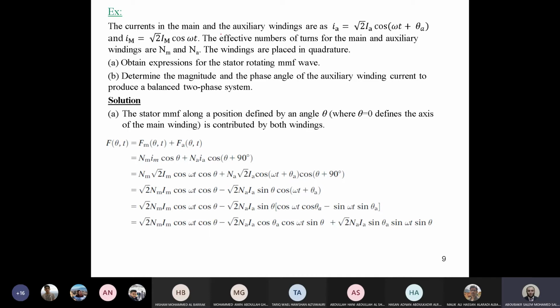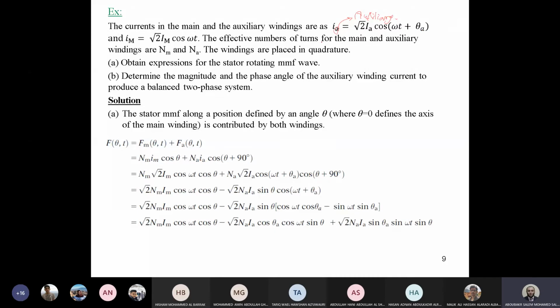The currents in the main and the auxiliary windings are as follows: Ia equals square root of 2 Ia cosine of omega t plus theta a. This is a, subscript for the auxiliary winding. So this is for the auxiliary winding. And Im, which is main, square root of 2 Im cosine omega t. So we have now two winding currents with a phase shift of theta a as general now. And later we can see what is the effect of changing the angle theta a.